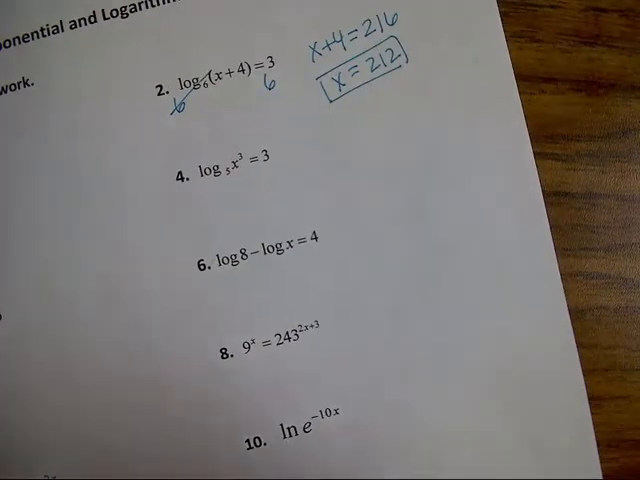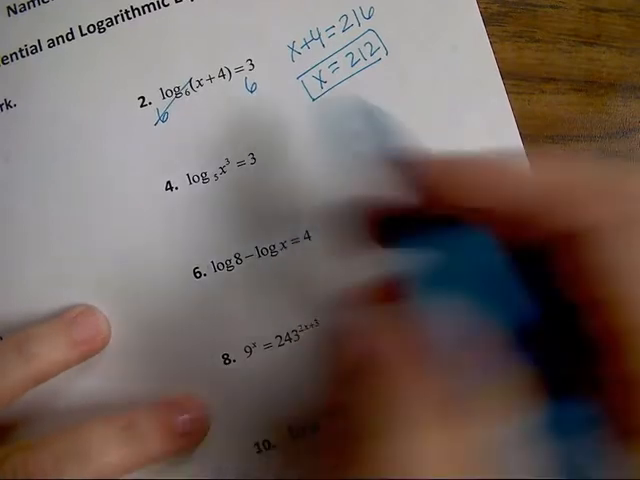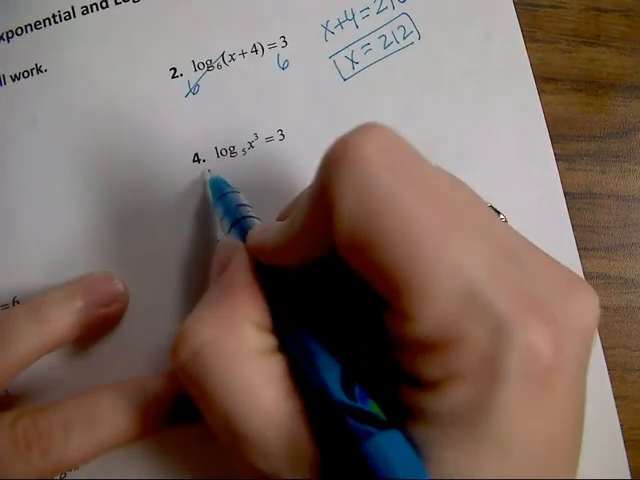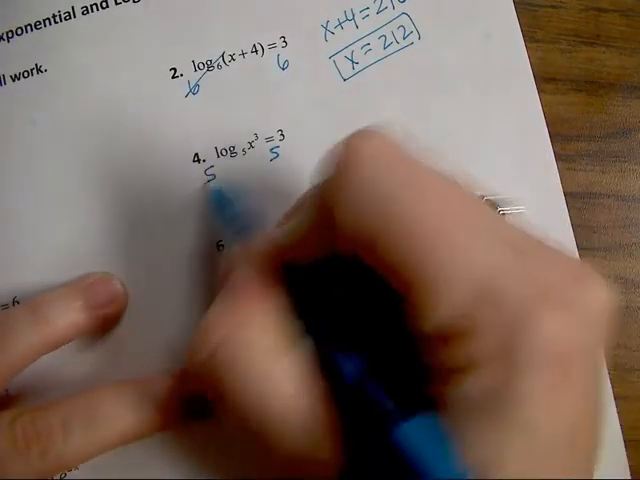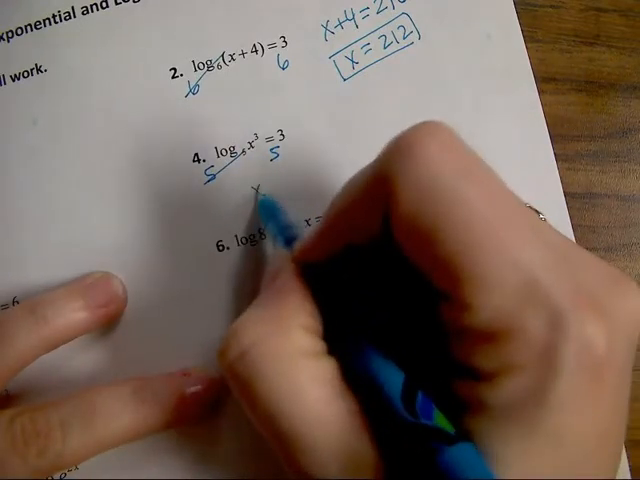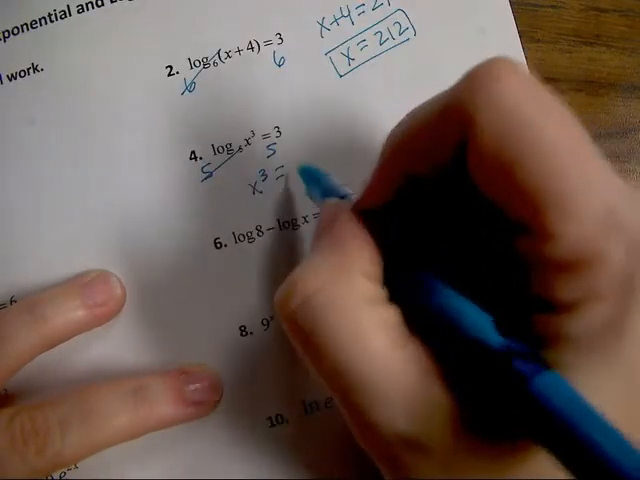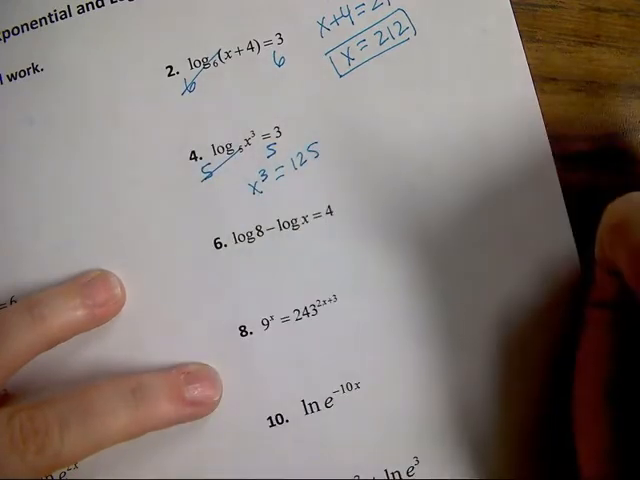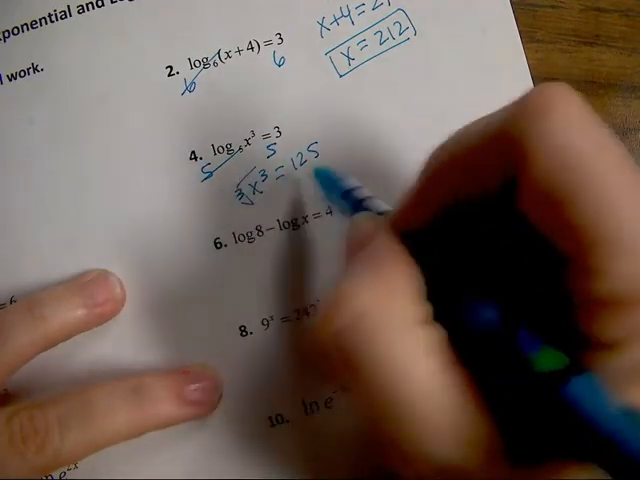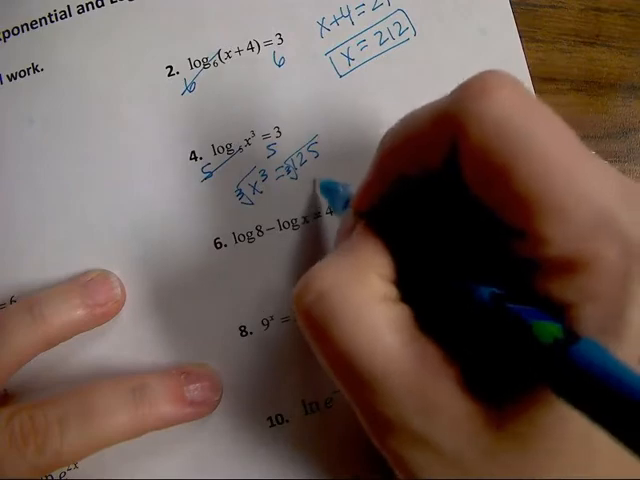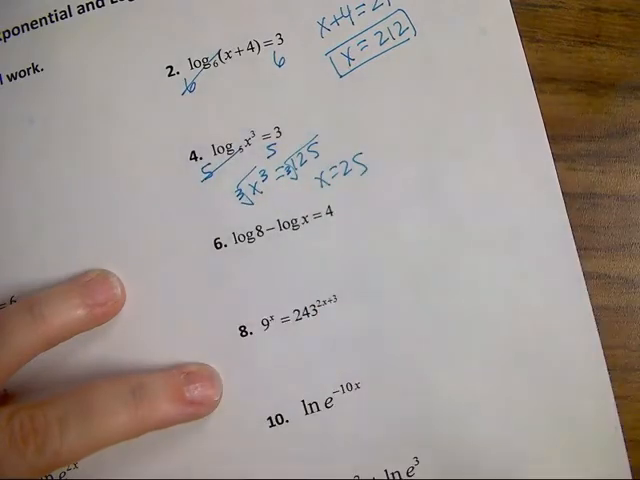There's 2 ways to do this problem. The first way you could do it is you could just go ahead and bring in a base of 5 to both pieces to cancel out my log. So then we have x cubed equals 125, and then you would take the cube root of both sides to get x equals 25. Okay.